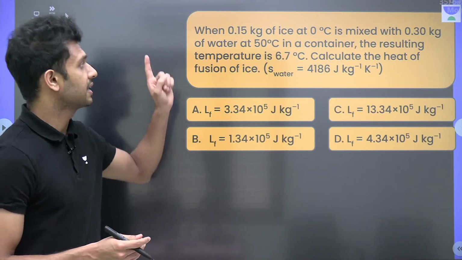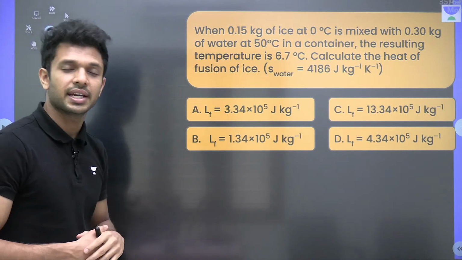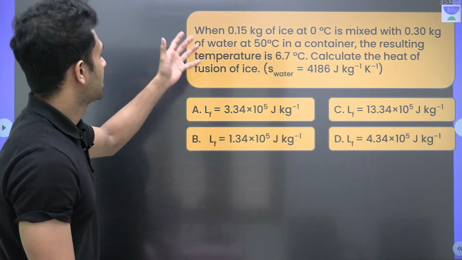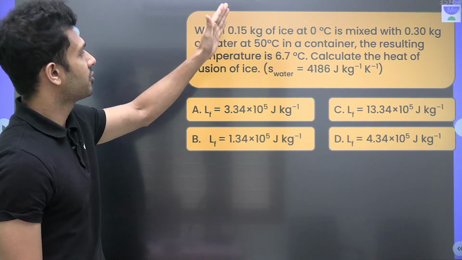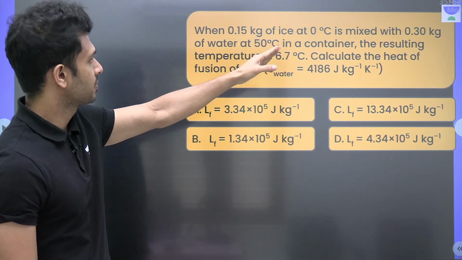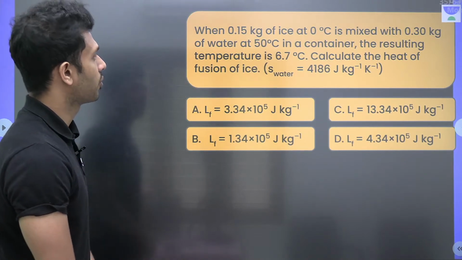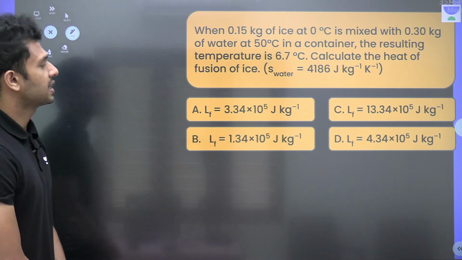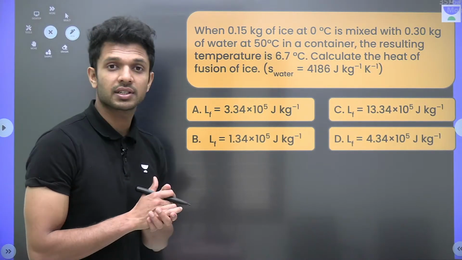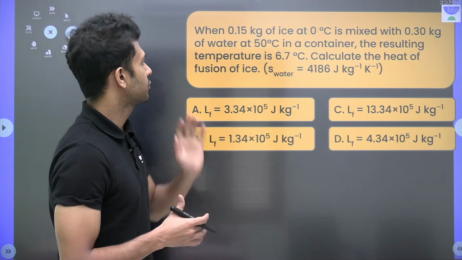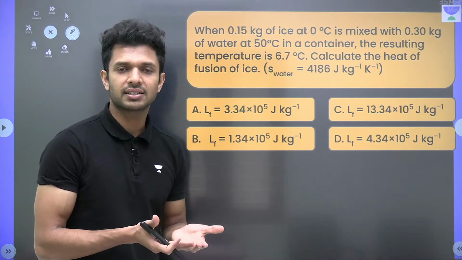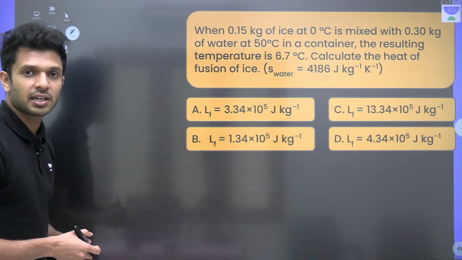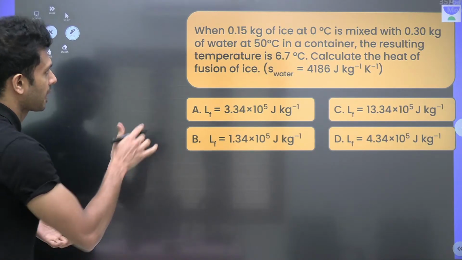What I will do is I'll start explaining the question first, then I'll start explaining the solution. You can keep on giving me the answers, no worries. When 0.15 kilogram of ice at 0 degrees Celsius is mixed with 0.3 kilogram of water at 50 degrees Celsius in a container, the resulting temperature is 6.7. Calculate the latent heat of fusion of ice. We are asked to find that out. The information is given. Let's picturize the same and understand this in a better fashion. What do we have?